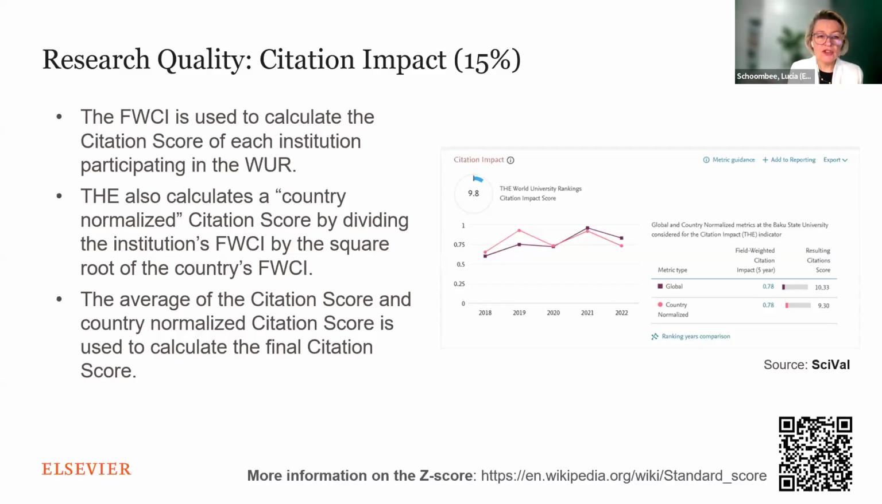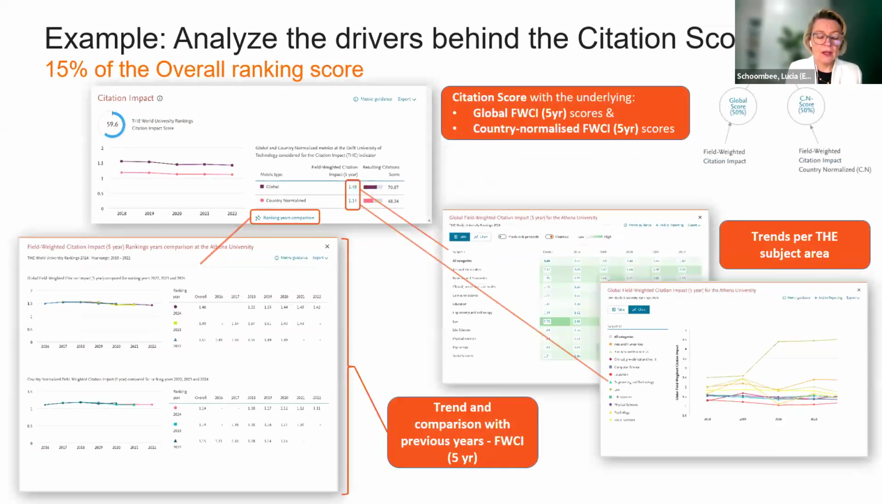So the average of the citation score and the country, and that field-weighted citation is then also normalized on a country level, and then combining the two. So it's the raw, or we call it the global, field-weighted citation impact for the institution, which is then coupled with a citation score that is normalized for the country. So that's the metric with the highest rating within the Times Higher Education ranking.